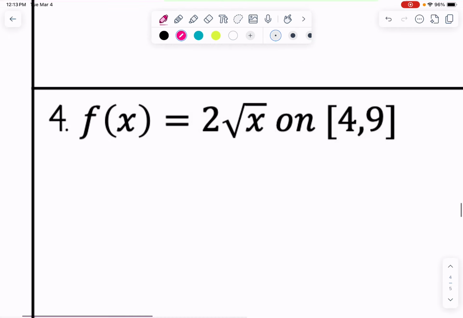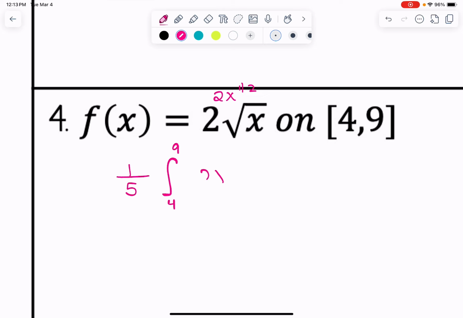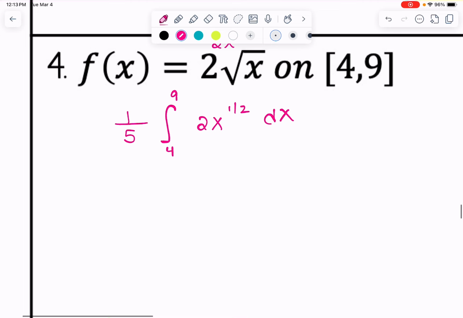Okay, let's try another one like this. For number 4, we're looking for the average value of 2 radical x from 4 to 9. We could rewrite this, by the way, as 2x to the 1/2 power. We'll be using that when we integrate. So for the 1 over b minus a, we're going to have 1 over 9 minus 4, so 1 over 5, times the integral from 4 to 9 of 2x to the 1/2 power dx. Okay, let's find our antiderivative. Basically using the reverse of the power rule, I'm going to add 1 to that exponent and divide by that number.